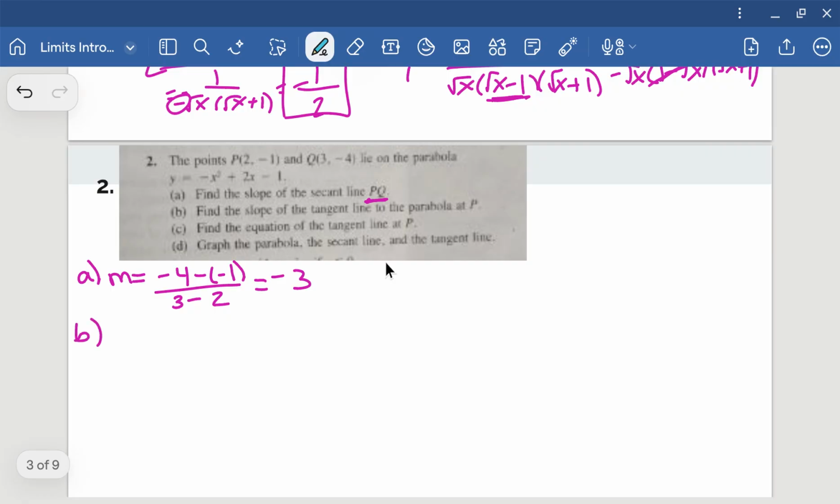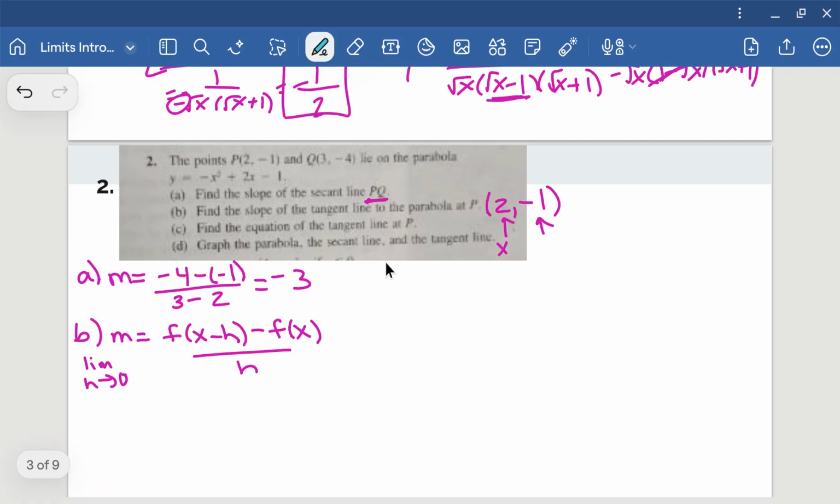Part B is asking for the slope of the tangent line at point P. If it's the slope of the tangent line, then we have to use our formula. Our formula is slope equals the function of x minus h minus the function at x, all over h, as our limit of h tends towards 0. So we want that value on the bottom to be very, very small. Because it's looking at point P, and point P is (2, -1), this will be our x value, and this will be our f of x value.